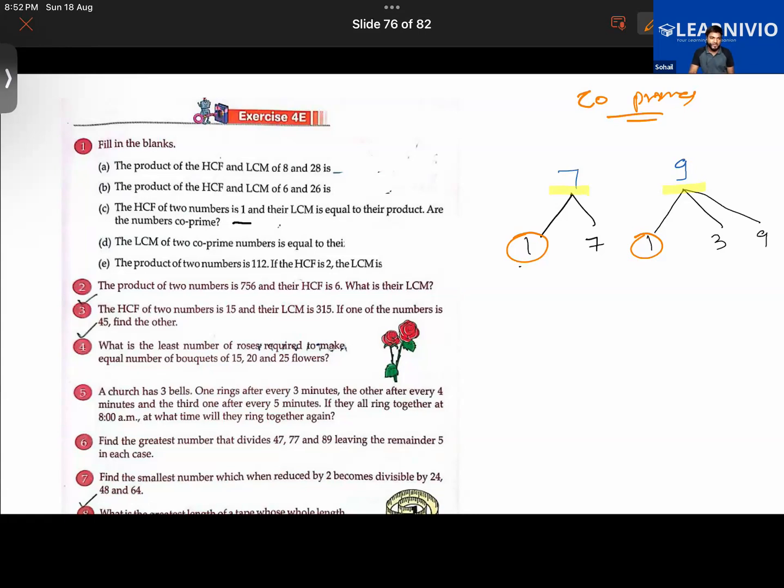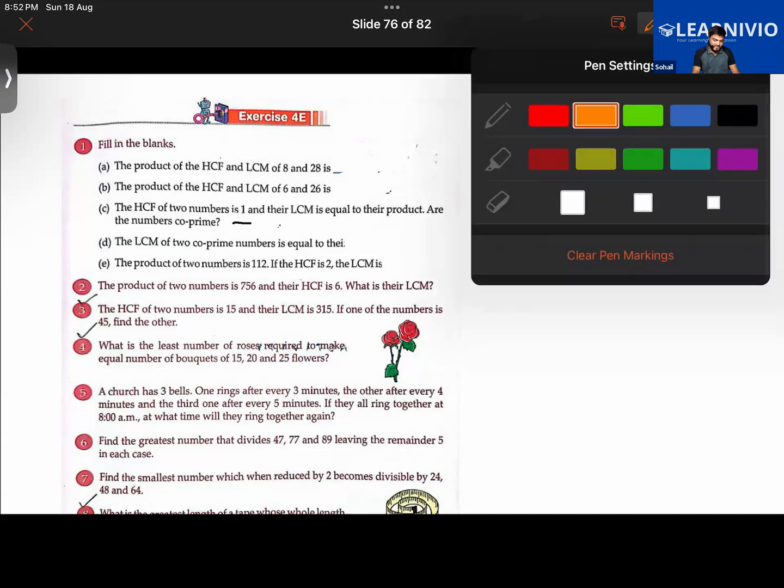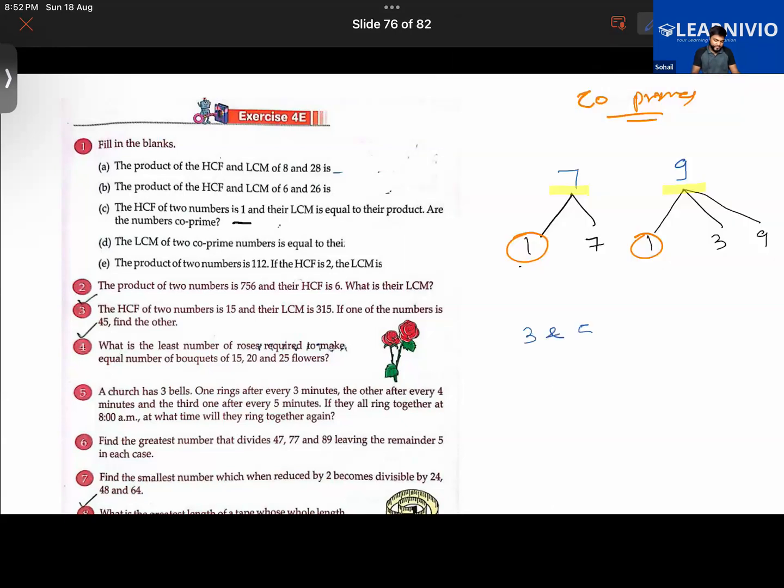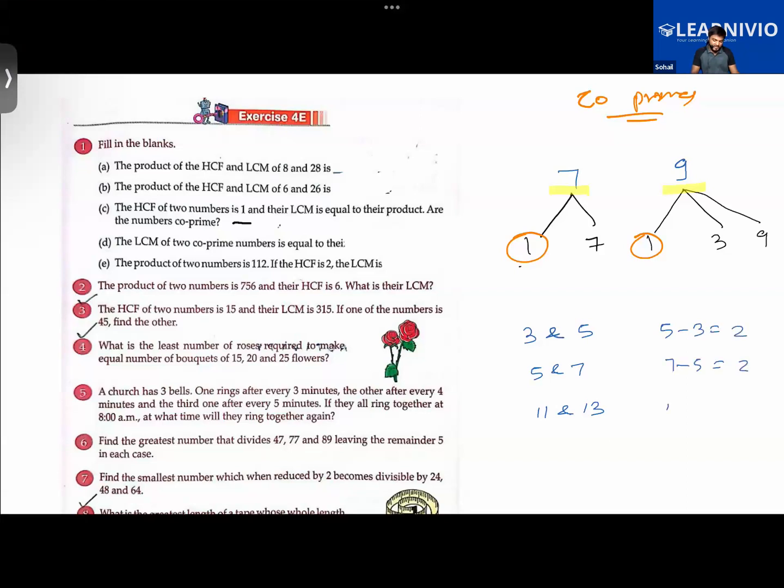Well, talking about twin primes, the two twin primes differ by exactly the number 2. For example, 3 and 5, 5 and 7, 11 and 13. All of them are pairs of prime numbers, and their difference is 2. Like 5 minus 3 is 2, 7 minus 5 is 2, 13 minus 11 is 2. So they are called twin primes.